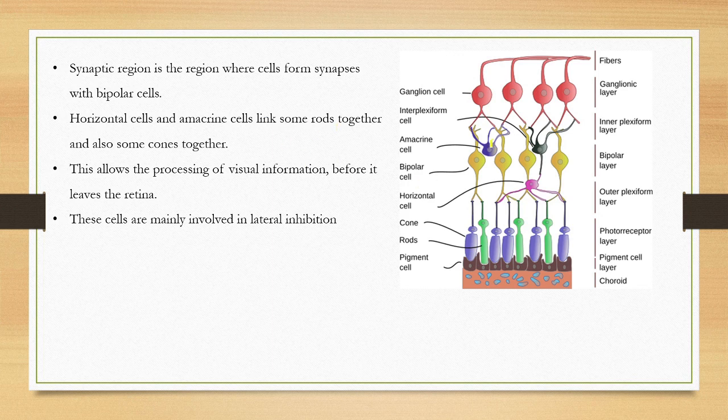And there are horizontal cells and amacrine cells, as you already said, which link some rods together, and some other cones also. This allows the processing of visual information before it leaves the retina.